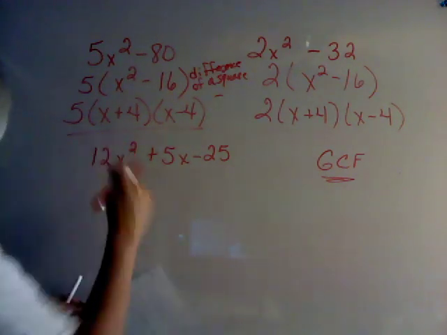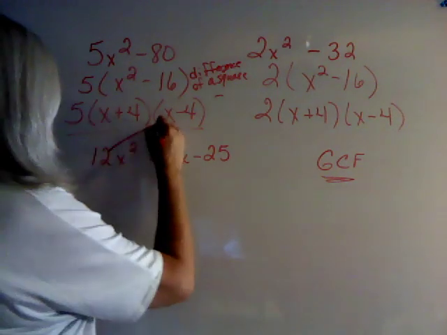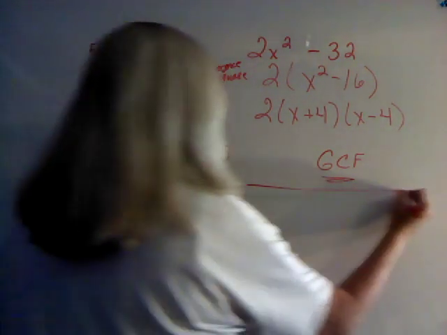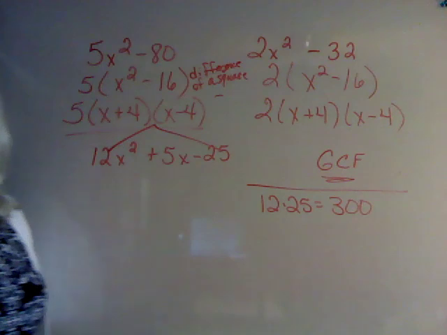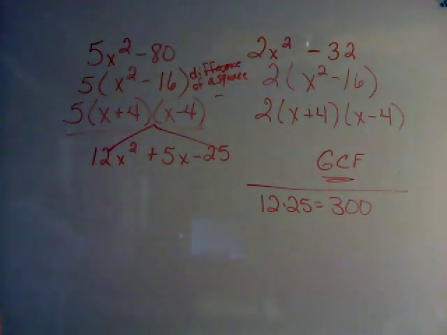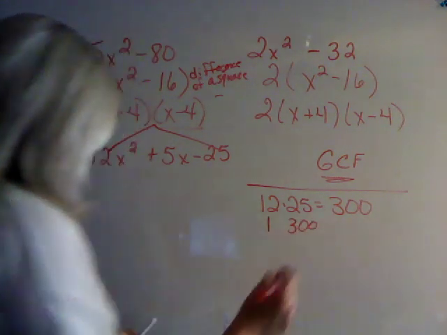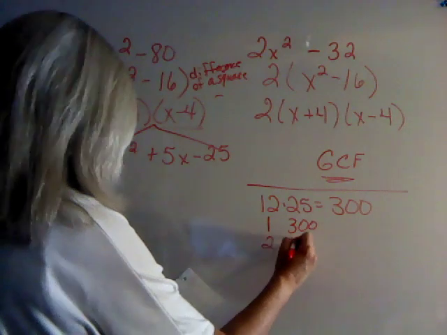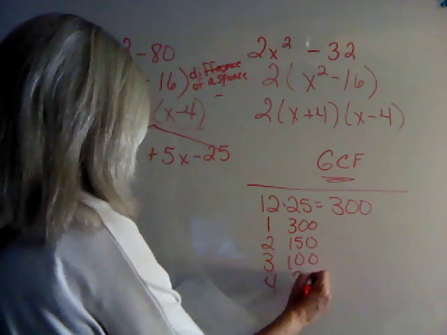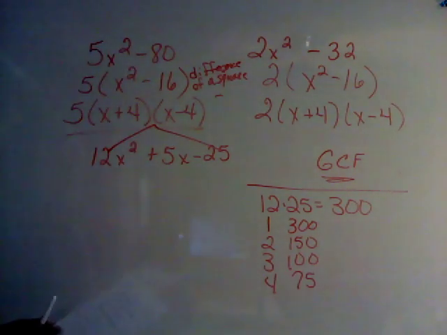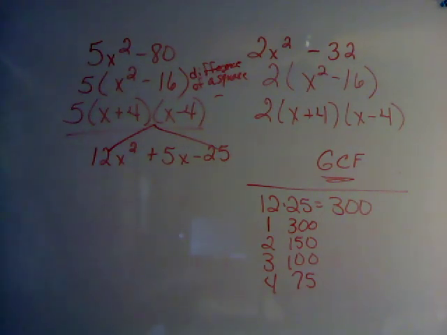So I'm going to say 12 times 25. And 12 times 25 is going to give me 300. So now I know that I have got to figure out some factors for 300. All right, so 1 times 300, 2 times 150, 3 times 100, 4 times 75. Now remember, I am looking for two numbers that when I subtract them, I'm going to get 5. So far I have not found that.